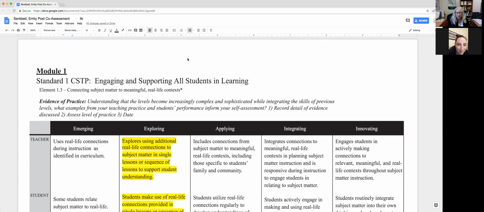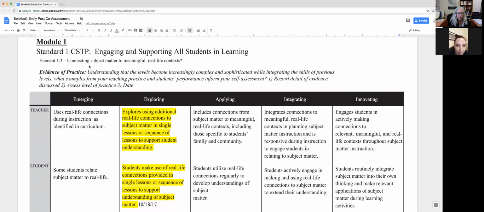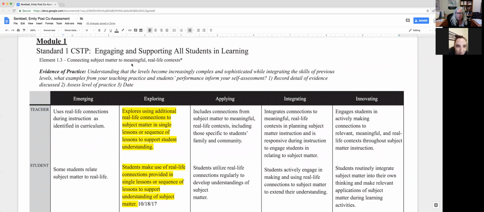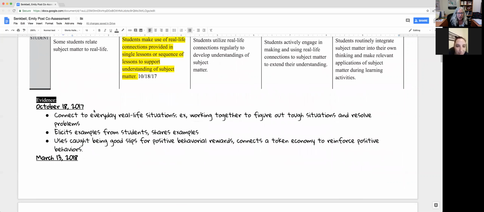So we started in October talking about Module 1, Elements 1.3 and 1.4. 1.3 was connecting subject matter to meaningful real-life contexts. You had said that you connect to real-life situations, working together to figure out tough situations and resolve problems. You elicit examples from students and share those. You use the caught being Quizlets for positive behavioral rewards, and you're creating a token economy to reinforce positive behaviors.